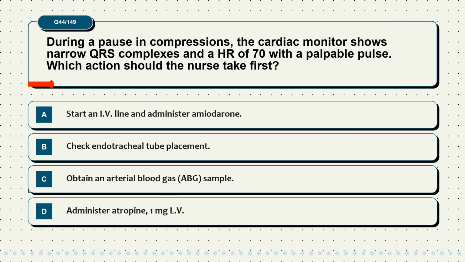During a pause in compressions, the cardiac monitor shows narrow QRS complexes and HR of 70 with a palpable pulse. Which action should the nurse take first? Here are the options. Option A. Start an IV line and administer amiodarone. Option B. Check endotracheal tube placement. Option C. Obtain an arterial blood gas ABG sample. Option D. Administer atropine 1 mg IV.